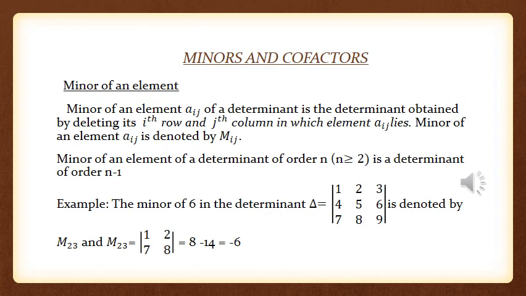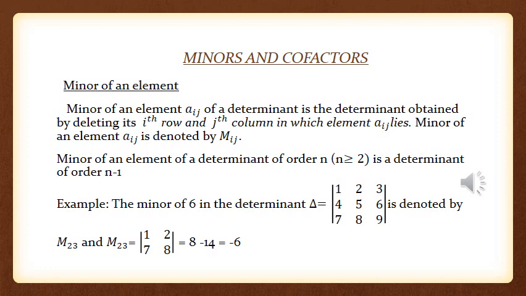Now next is minors and cofactors. Let's see what is the minor of an element. The minor of an element Aij in a determinant is the determinant obtained by deleting its ith row and jth column in which the element Aij lies. Minor of an element Aij is denoted by capital Mij.